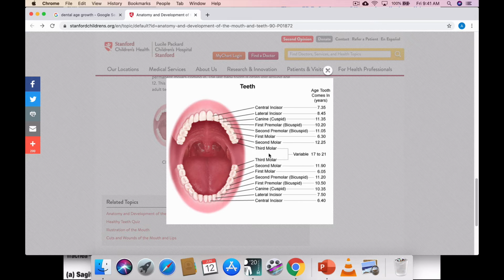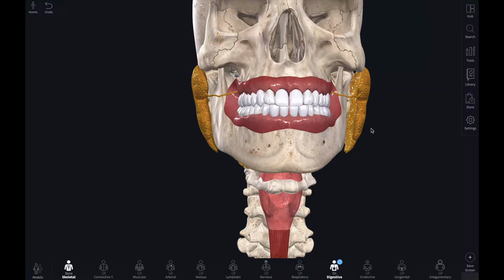So this is how you have to understand the dental growth pattern. If there is a dead body, by counting the teeth we can say the age of the dead person. By counting the teeth according to this chart, you can understand the age level according to the dental growth. Okay, so let's go back to the model.